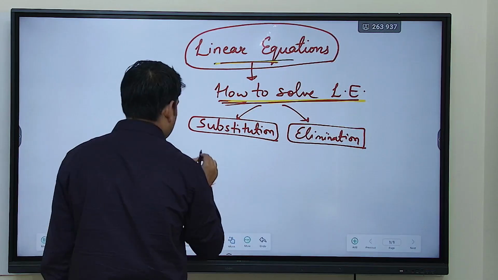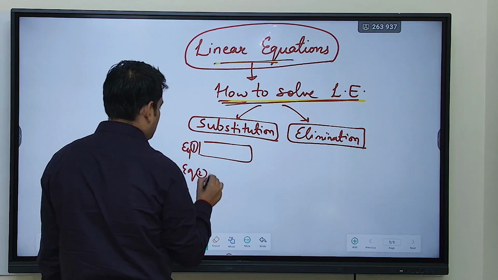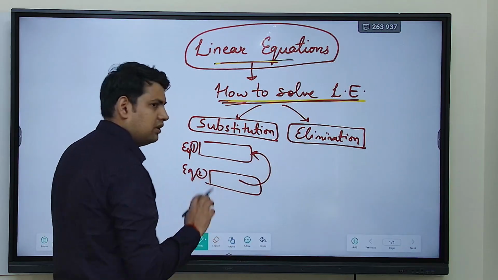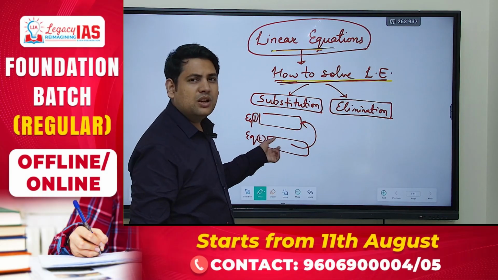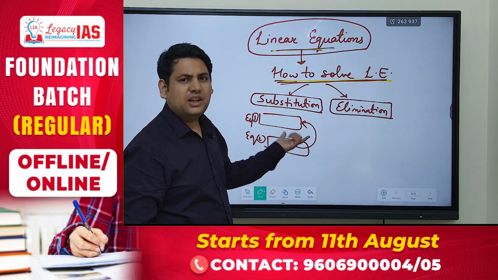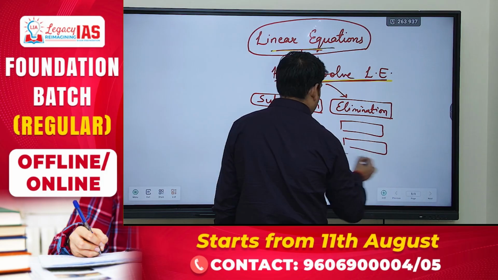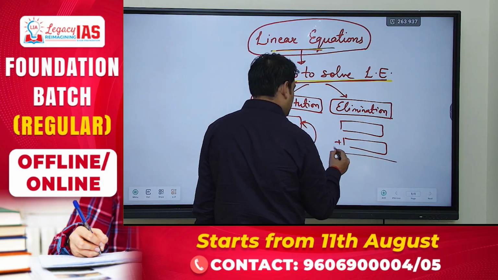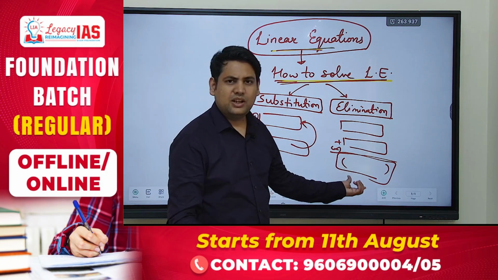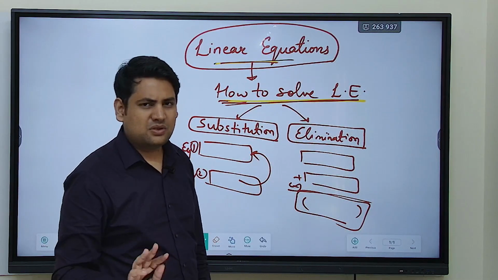In substitution, what we will do, if this is equation 1 and this is equation 2, we derive something from equation 2 and put it in equation 1, and then equation 1 becomes a single variable equation. If we are starting with 2 variables, this becomes a single variable equation, then we solve it. In elimination, we write equation 1 and equation 2 like this, and then we add them or subtract them and find out again that we have an equation that has only one variable, and then we can solve it. This is for 2 variable equations that are useful in your exam.